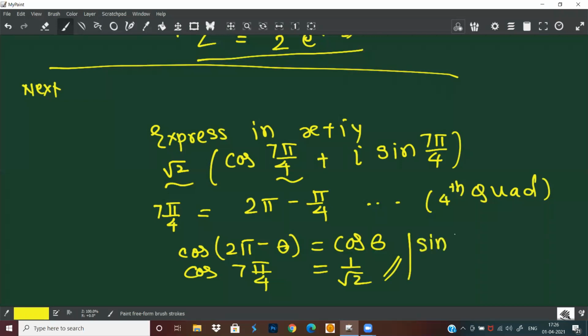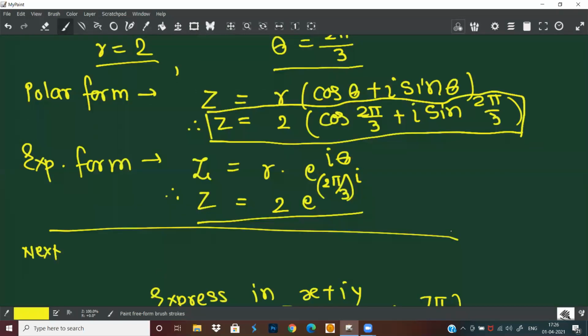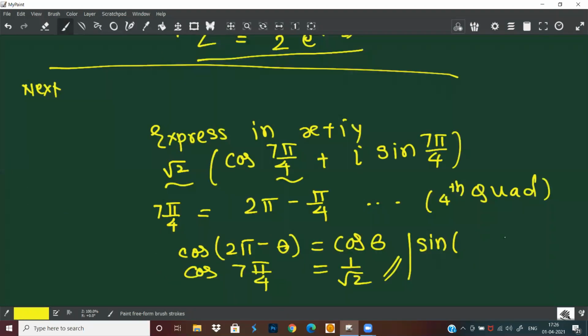And sine, yes, I can scroll up, yes. Still more? Done, thank you, okay. Sine of 2 pi minus theta is minus sine of theta. So it's going to be minus sine of pi by 4. So it's going to be minus 1 by √2.